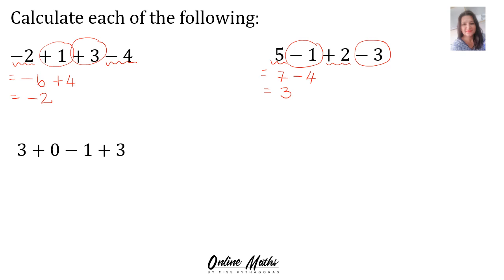Here, add all your positives. 3 plus 0 is 3, plus 3 is equal to 6, minus 1 is 5.